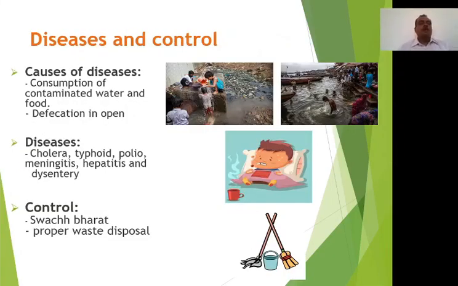Okay, now students, we come to our next slide, diseases and control. Following are the causes and diseases: consumption of contaminated water and food, and defecation in open places. Some diseases caused by wastewater are cholera, typhoid, polio, meningitis, hepatitis and dysentery. These diseases can be controlled by Swachh Bharat Abhiyan and proper waste disposal.